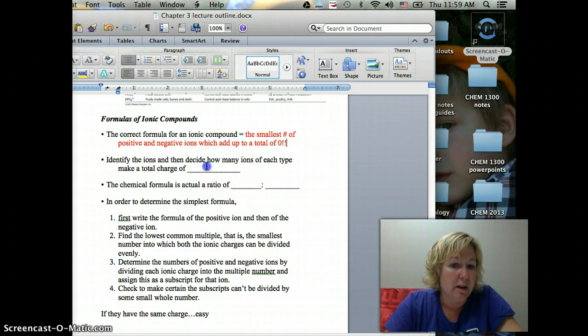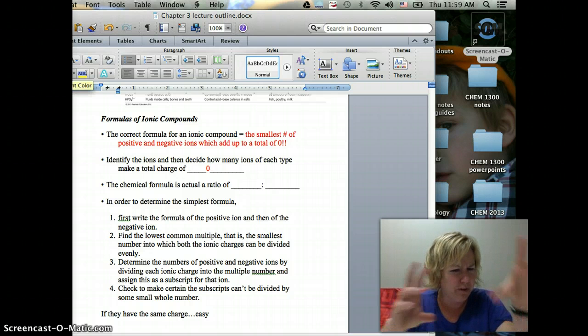Identify the ions and then decide how many ions of each type will make a total of, one more time, 0. I didn't put it in red. I know it'll be confusing for you if I don't. 0.